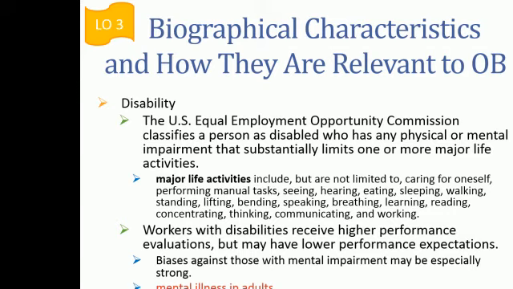So now we're going to talk about disability. The U.S. Equal Employment Opportunity Commission classifies somebody as disabled who has any physical or mental impairment that can substantially limit one or more major life activities. And if you're wondering what those major life activities include, these are things like caring for yourself, performing manual tasks, seeing, hearing, eating, sleeping, walking, standing, lifting, bending, speaking, breathing, learning, reading, concentrating, thinking, communicating, and working.